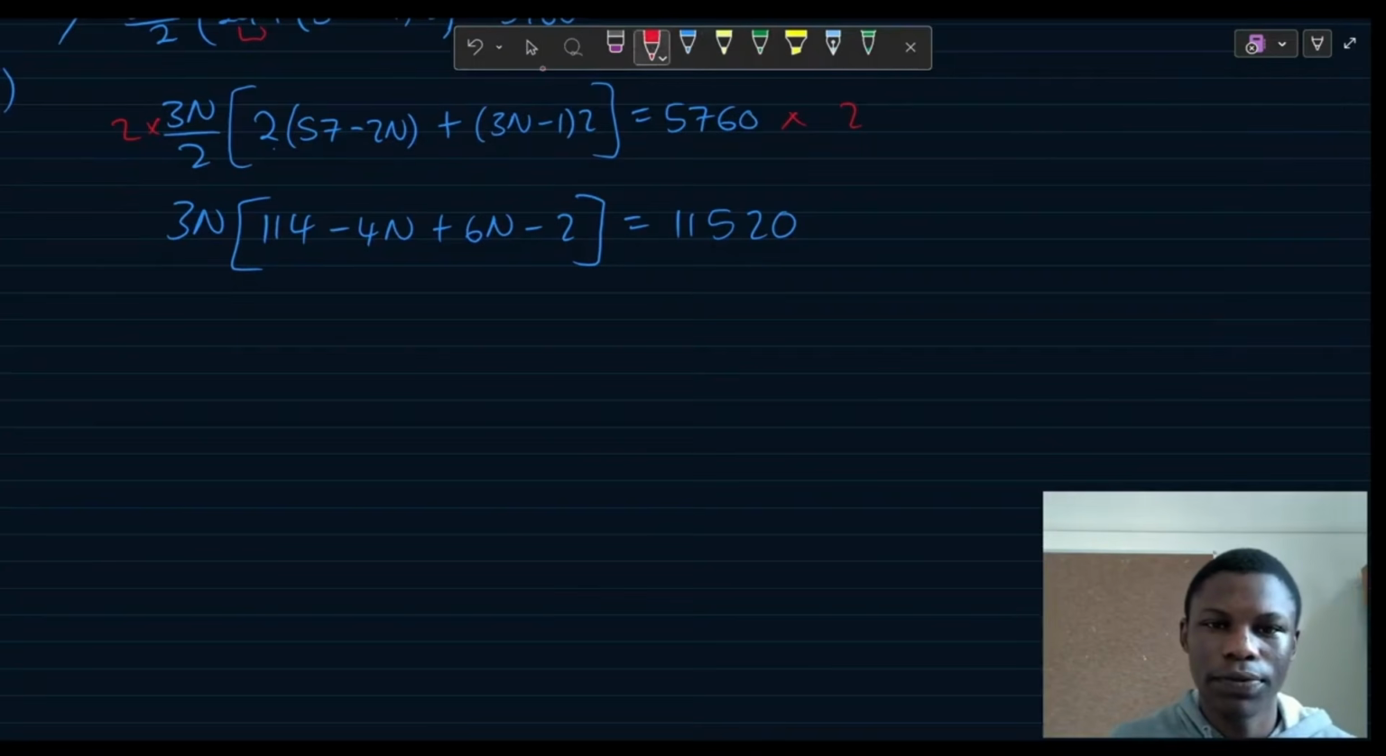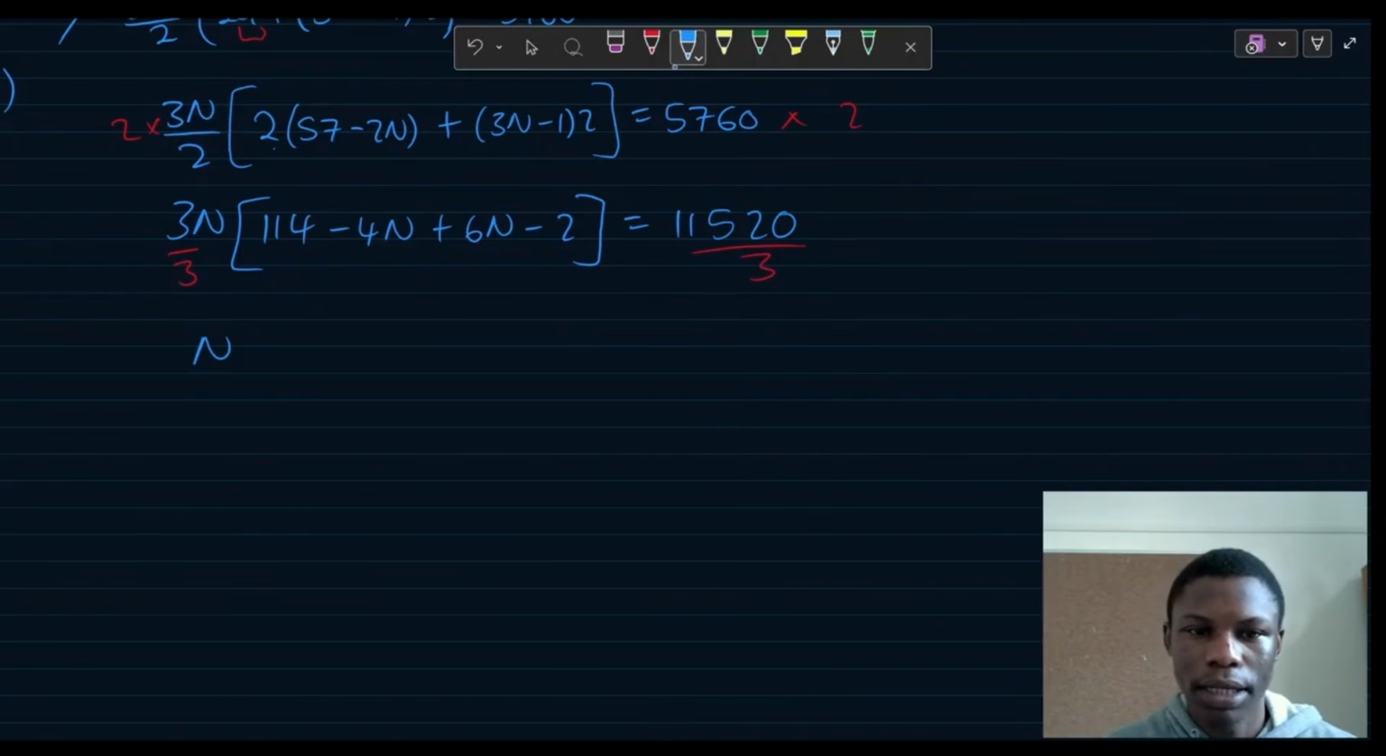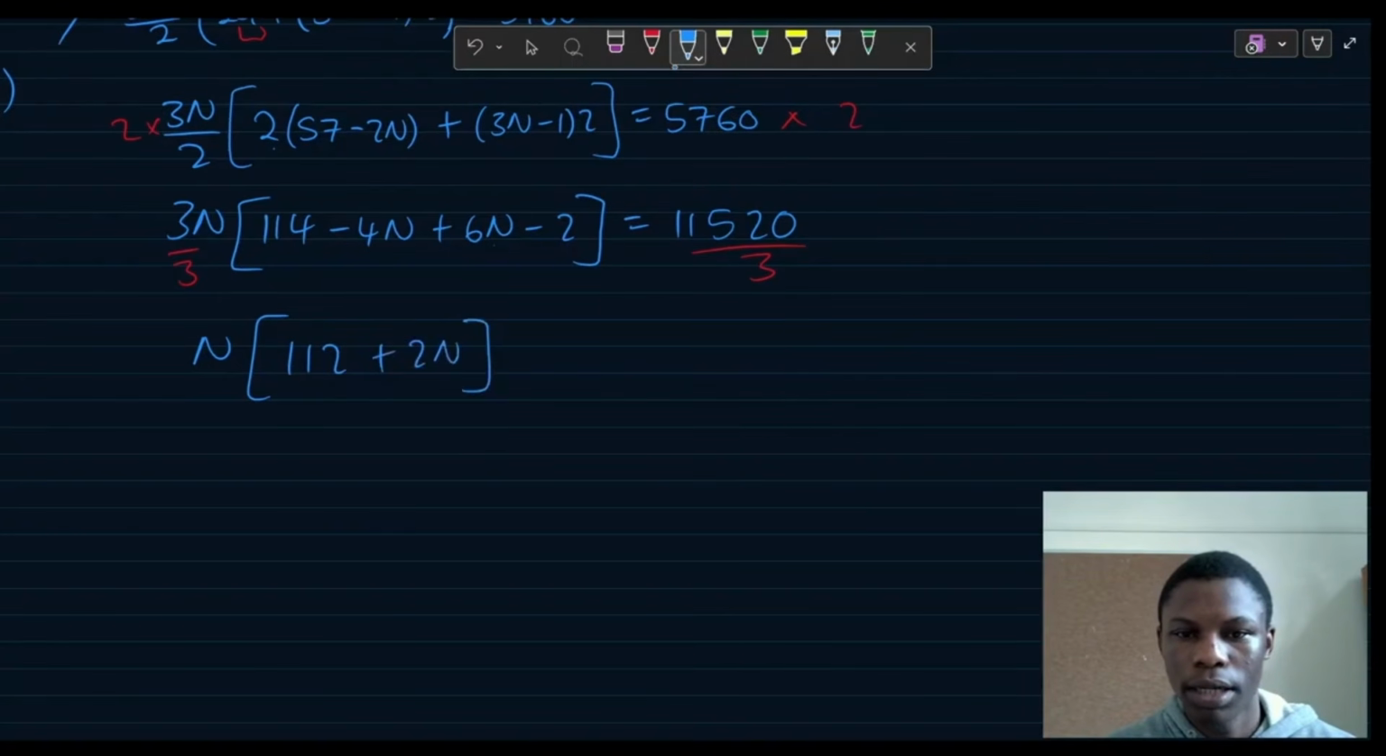Okay, so I'm just going to divide both sides by 3 so I can eliminate that 3 there. So on the left, I've got n. And then let's simplify like terms inside the brackets. So 114 minus 2 is 112. Then 6n minus 4n, that's plus 2n. And on the right hand side, we get 3840. And then multiply through. So n times 112, that's 112n. n times 2n, that's 2n squared, is equal to 3840.